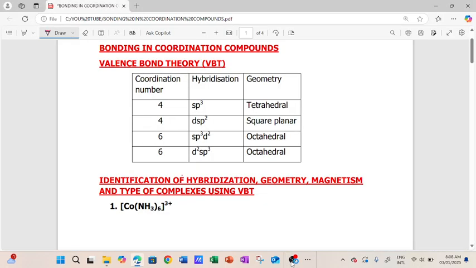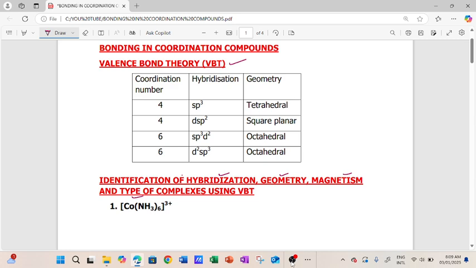Hi friends, today let's discuss bonding in coordination compounds by using valence bond theory, or VBT. In this theory we are going to learn how a coordinate bond is formed between the central metal atom and the ligand, so that we understand how the molecule is formed. Not only that, through hybridization we are going to understand the geometry, magnetic behavior and type of complexes.